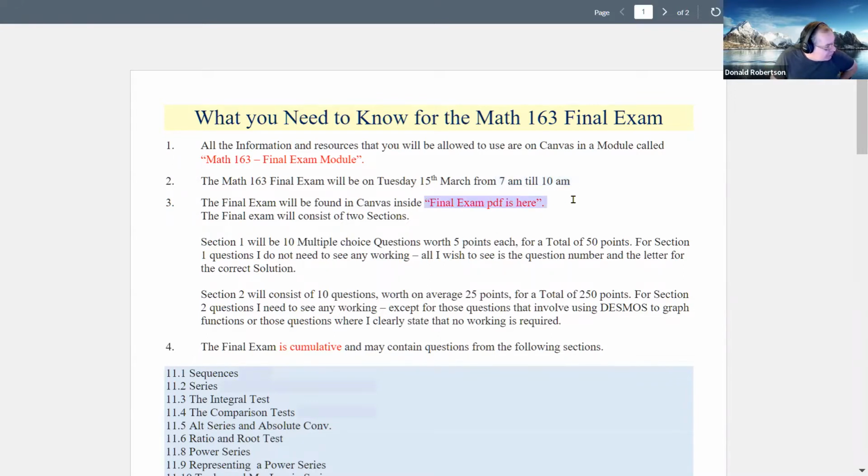It's going to be just like your midterm. It'll be in a PDF and that will be in Canvas, right? You just click on it, the PDF opens just like this. There are your questions.